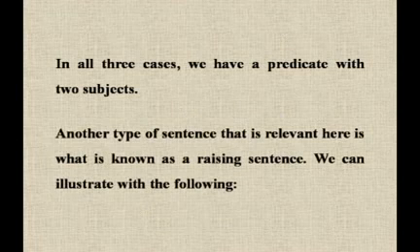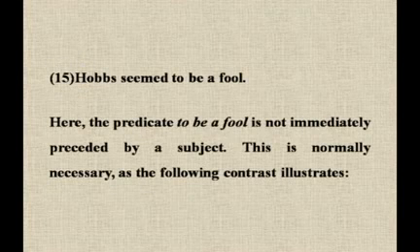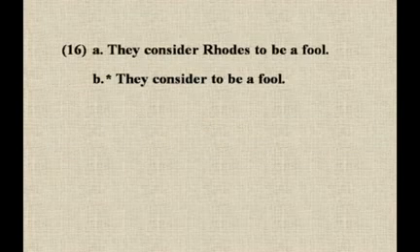Another type of sentence that is relevant here is what is known as a raising sentence. We can illustrate with the following. 15. Hobbs seemed to be a fool. Here, the predicate to be a fool is not immediately preceded by a subject. This is normally necessary, as the following contrast illustrates. 16a. They consider Rhodes to be a fool. B. They consider to be a fool.